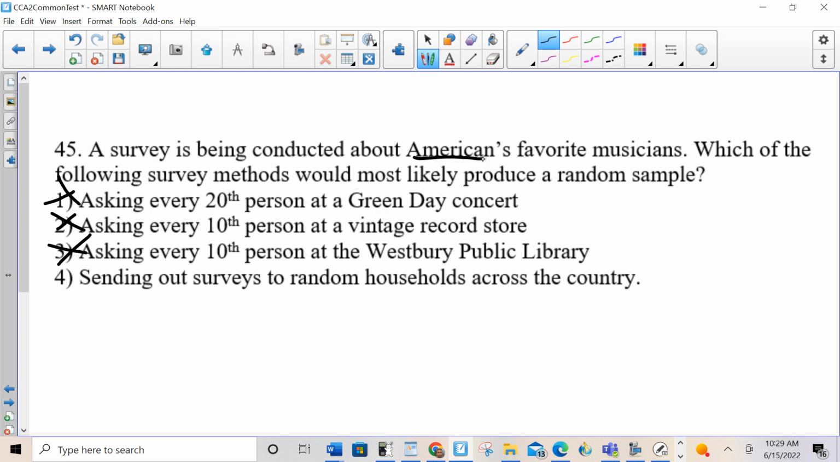Sending out surveys to random households across the country. Every member of the population has a chance of being chosen. It's random. There's no bias. That would be your answer.